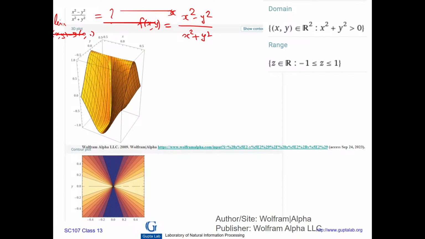Now you see, showing that the limit does not exist is very easy. How? See, I have to show that the limit exists for all paths, whenever (x, y) approaches (a, b) from any direction. So if I look at the function, observe the beauty. If I approach (x, y) towards (0, 0) along the line y equal to 0, what will be the limit? 1. And if x is equal to 0, minus 1.